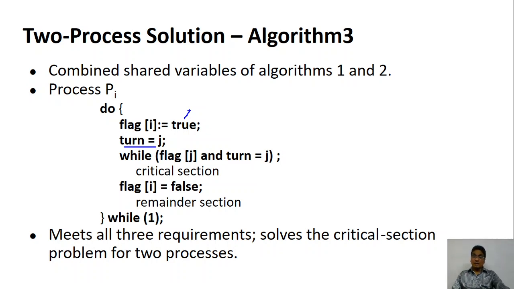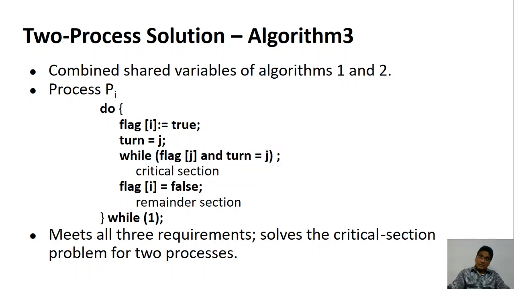Suppose j says, yes, it is my turn, I am interested. So j will continue, and what will happen to i? Look here: j is interested, the flag is true, and the turn you have already set, you gave it to j. So the turn is j and j is interested. Remember, this is a dummy loop. Your i is stuck here, so it is not allowed to enter into the critical section. It will keep on looping here only.